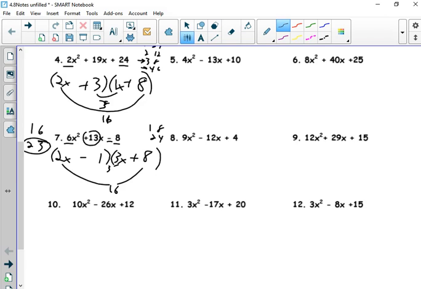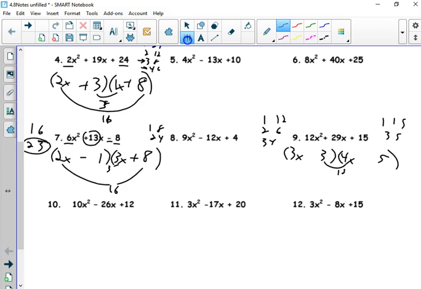The 29 throws everything off. I can't divide by 3. So I'm just going to do a little bit of work here. Now, again, 12 is 1 and 12, 2 and 6, 3 and 4. 15 is 1 and 15, 3 and 5. Okay? I'm going to start kind of towards the middle. I'm going to start with the 3 and 4. So 3x and 4x. And then I'm going to start with the 3 and the 5. Because it's kind of a safer bet.